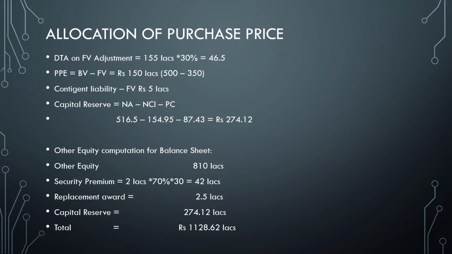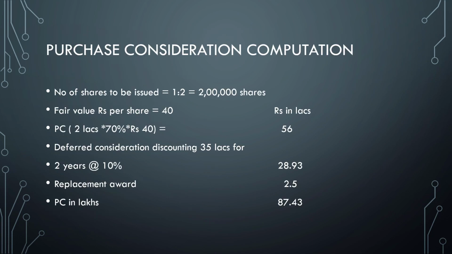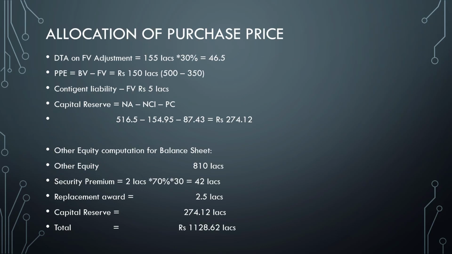So now next one is, how do I compute capital reserve? What is capital reserve? So capital reserve here is net assets minus non-controlling interest minus purchase consideration. So net assets is, if you add all the fair value items, you will get 470 lakhs, and if you include this DTA impact, so that is 470 plus 46.5, which will give you 516.5. Then non-controlling interest, that is 30% into 516.5, will give you 152.95, minus 87.43, which is the purchase consideration. So your capital reserve is 274.12 lakhs.